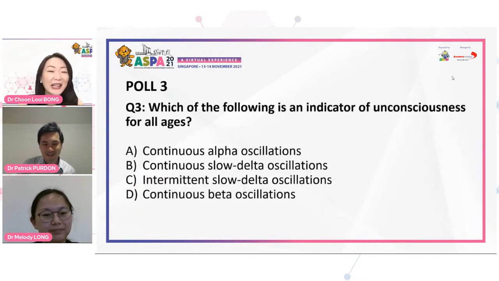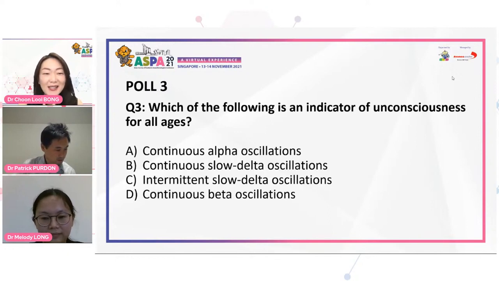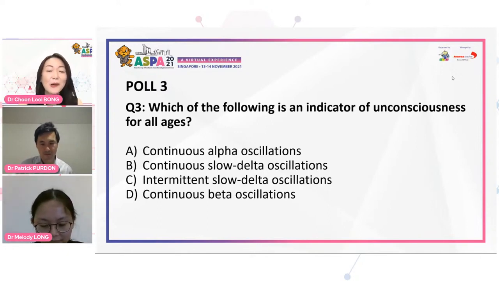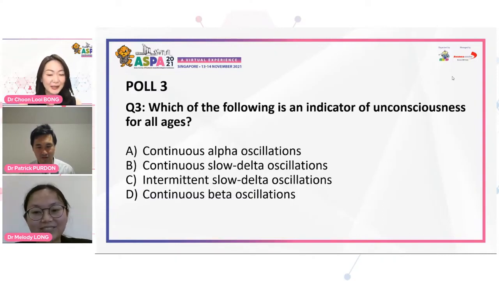Do we have another question? Which of the following is an indicator of unconsciousness for all ages? No matter how young you are or how old you are. Is it continuous alpha oscillations, continuous slow delta oscillations, intermittent slow delta oscillations, or continuous beta oscillations? What do you think? Well, it seems like 85% of our participants have chosen the answer B, continuous slow delta oscillations, while 15% chose continuous alpha oscillations.